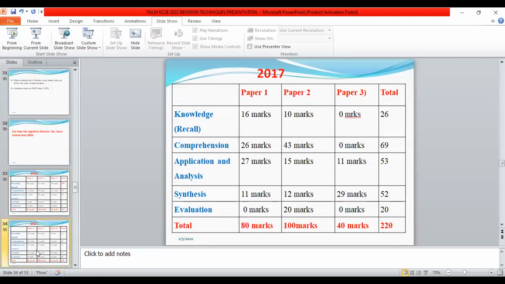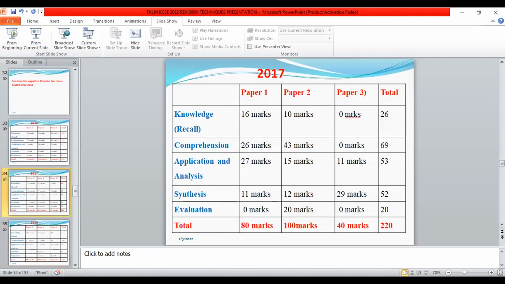2017, that is when our problems started, when we biology teachers started scoring E's and D minuses. Why? When you look at the lowest level, recall, only 26 marks were set from just remembering what the student had crammed and memorized. Paper 1, we had 16 marks. Paper 2, we had 10 marks. Paper 3, no mark. When we come to comprehension, 26 marks were in paper 1, 43 marks in paper 2, no mark in paper 3, total 69.